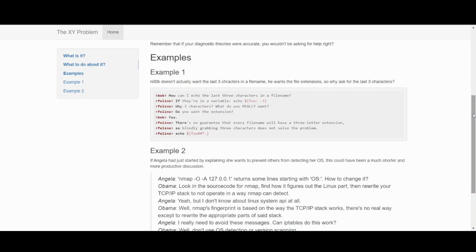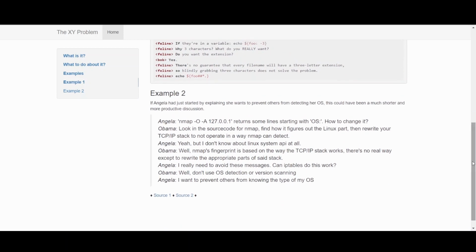Bob: How can I echo the last 3 characters in a file name? Feline: If they're in a variable, echo foo, -3. Why 3 characters? What do you really want? Do you want the extension? Bob: Yes. Feline: There's no guarantee that every file name will have a 3-letter extension, so blindly grabbing 3 characters does not solve the problem. So, echo foo ##*. So, that's an example that hopefully could show a picture of what is the XY problem.